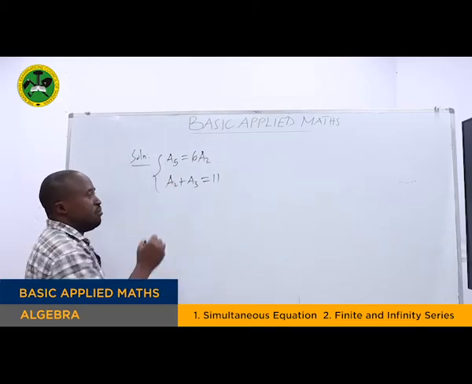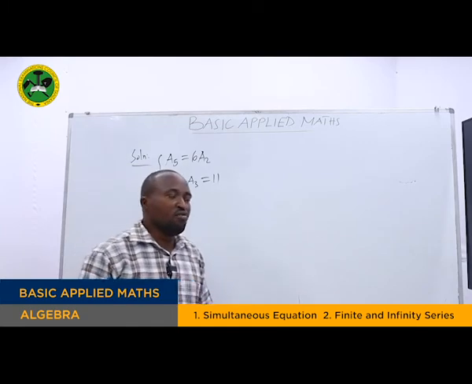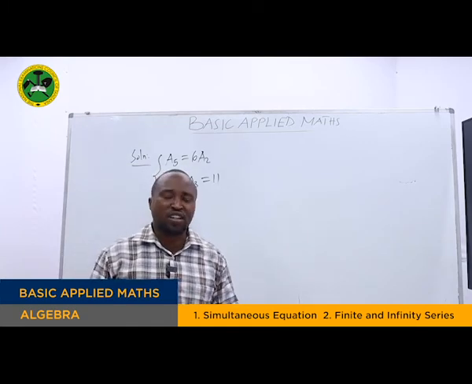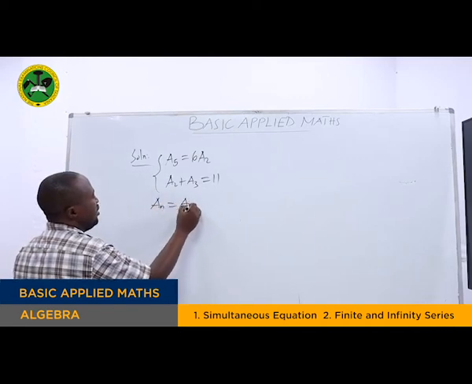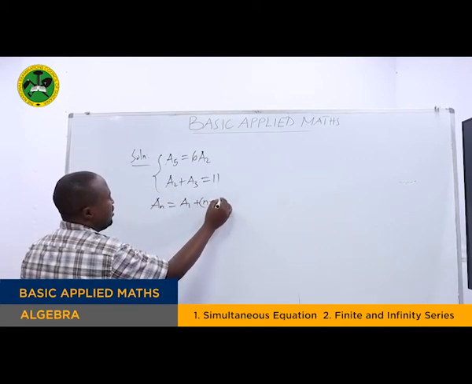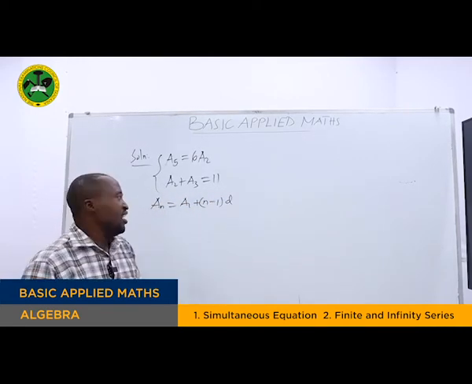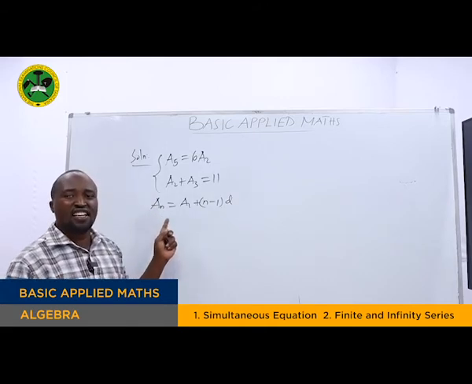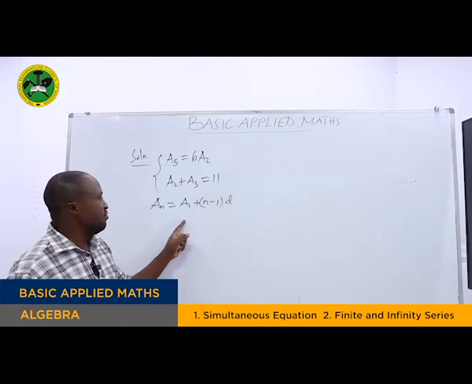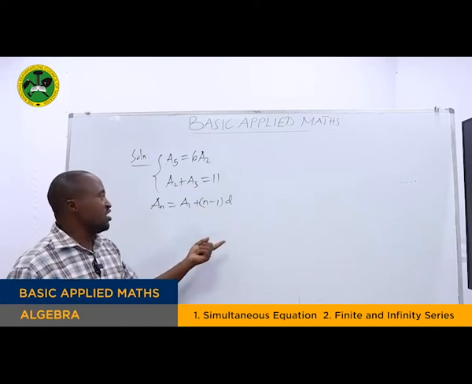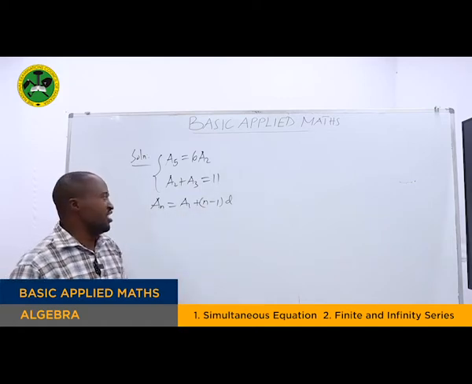Now remember the general formula for the nth term of an arithmetic progression, which says an is equal to a1 plus (n minus 1) times d, where an is the nth term of the arithmetic progression, a1 is the first term, n is the number of terms, and d is the common difference.